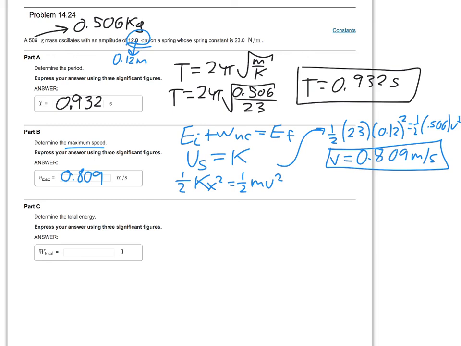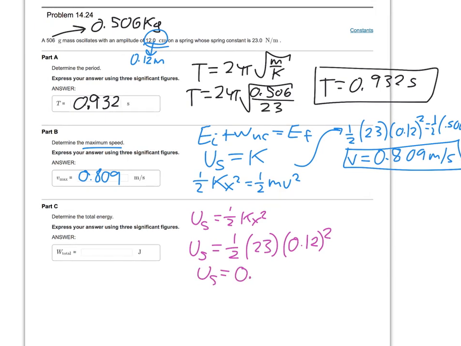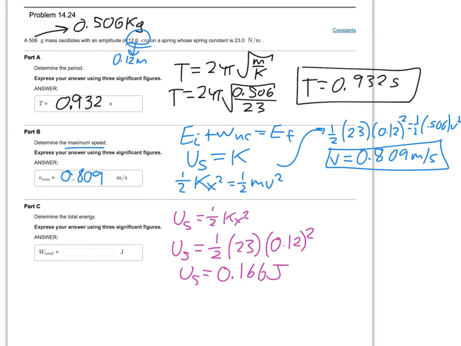Lastly, to find my total energy, I either just need to figure out what is my spring potential energy when I'm at my maximum displacement, or what is my kinetic energy when I'm at my maximum velocity. So I'm going to do spring potential energy and say US equals 1/2 kx squared. So my spring potential energy is 1/2 times 23 times 0.12 squared, and I get a spring potential energy here of 0.166 joules. So that ends up being my maximum energy.